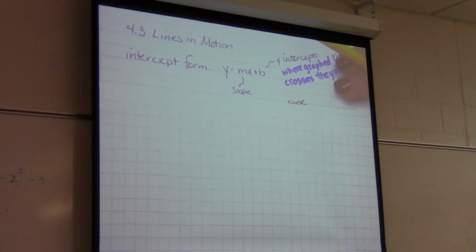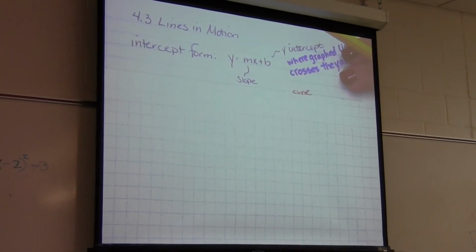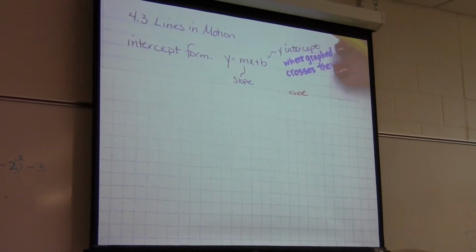Remember too, if there's a top number and not a bottom number, the bottom number is always understood to be what? Who knows? 1. Thank you.